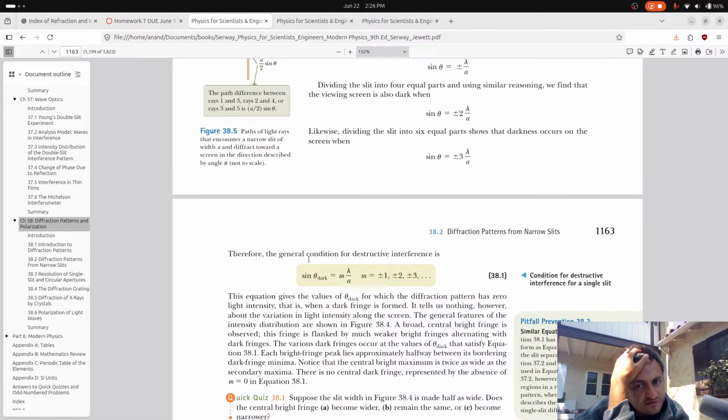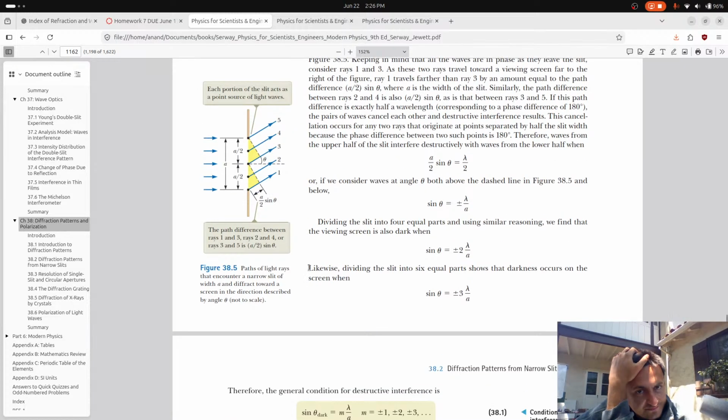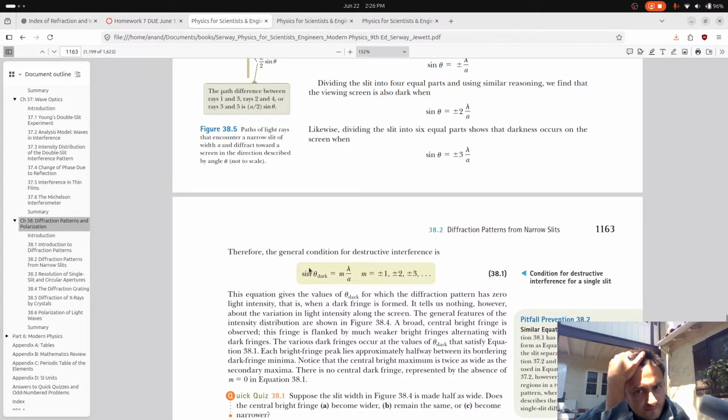The general condition for destructive interference is that sine theta dark is equal to m times the wavelength over a, where a is the slit width, for m not equal to 0. This equation gives the values of theta dark for which the diffraction pattern has zero light intensity, that is, where a dark fringe is formed.